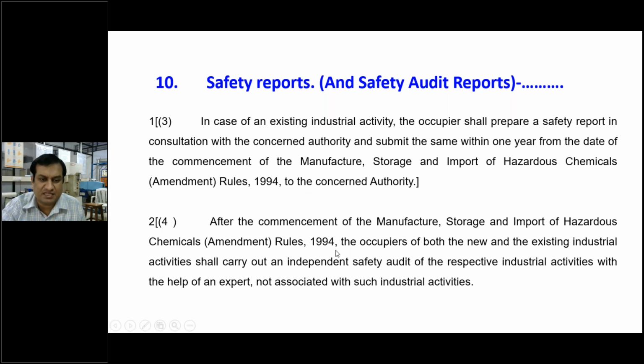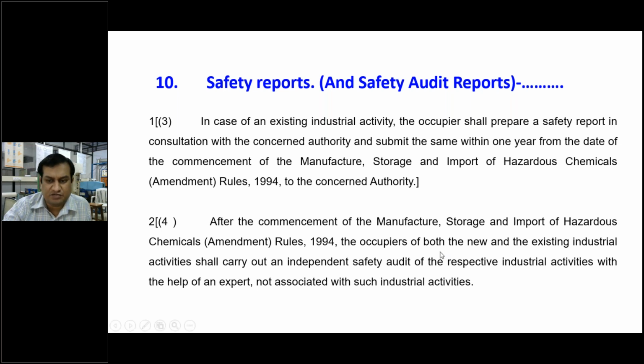After the commencement of this MSIHC 1994, the occupiers of both the new and existing industrial activity shall carry out an independent safety audit. So with reference to the MSIHC Rule 1994, that is the amendment, occupiers of both the new activity and the existing industry. The occupier may change, or the rights of the occupier may change. So for that purpose, the new industrial activities and the existing industrial activities should go through the safety audit, and carrying out this independent safety audit is an essential task.